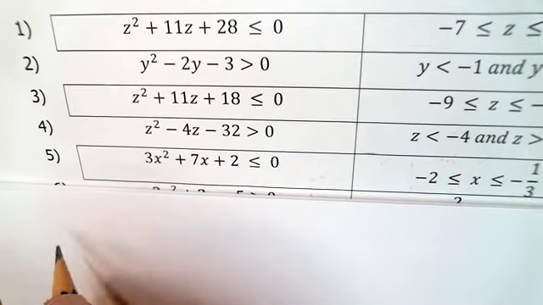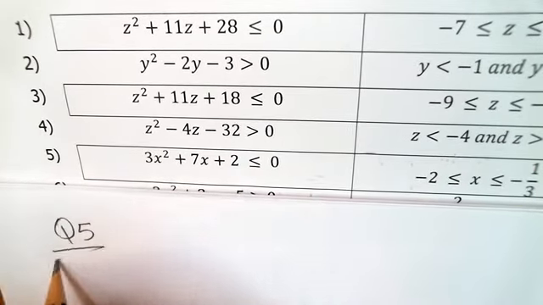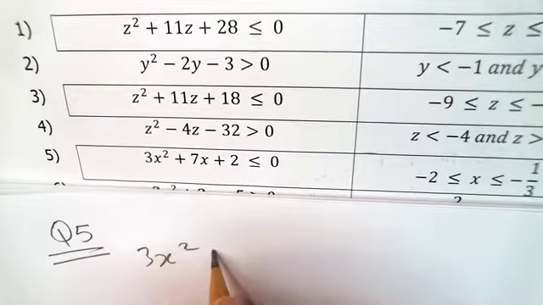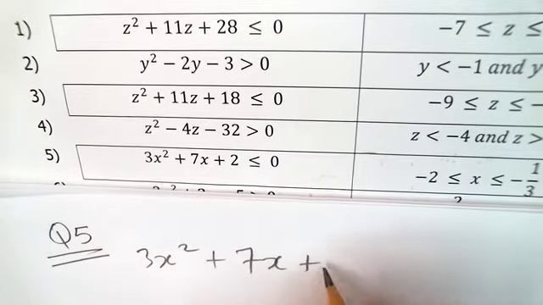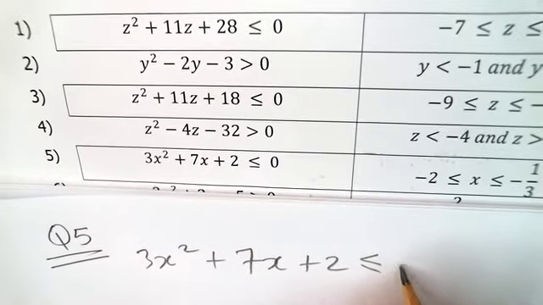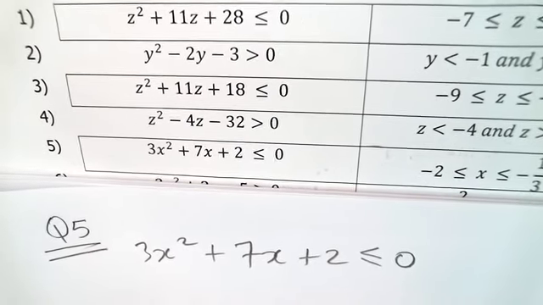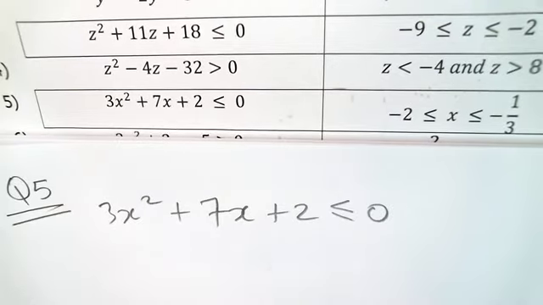Let's do question 5. Here's question 5 of the MCert inequalities worksheet. We've got 3x squared plus 7x plus 2 is less than or equal to 0. So it's going to be in between the two critical values this time. So what I'm going to do is first of all solve for x.